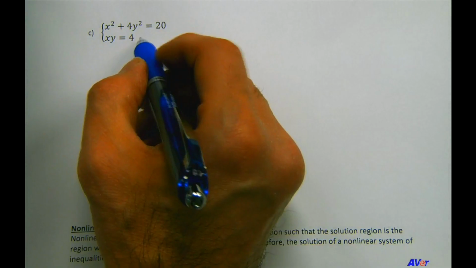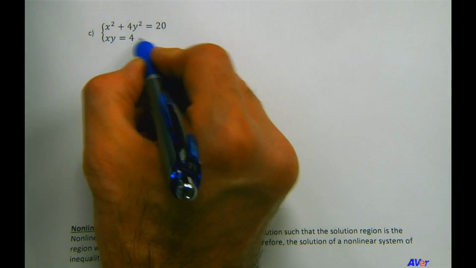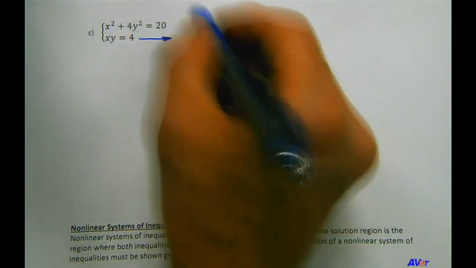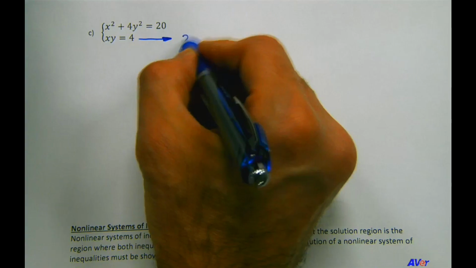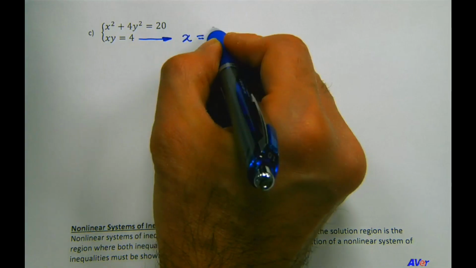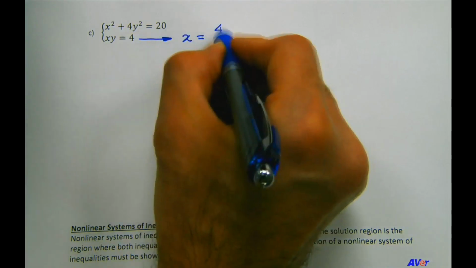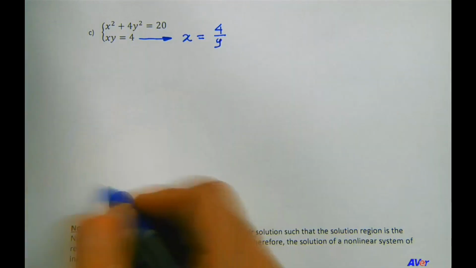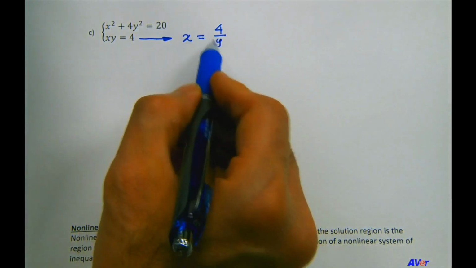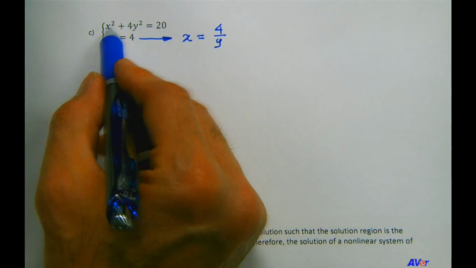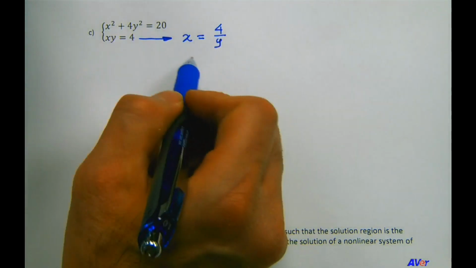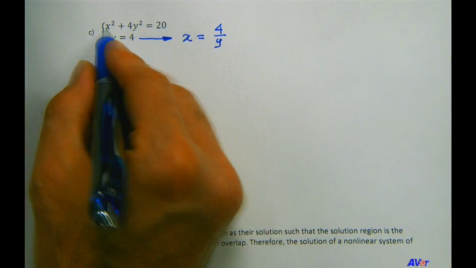I'm going to use the method of substitution again. So from the bottom equation, I'm going to solve for one of these variables. It makes no difference for which one we solve. Let's solve for x. So x is equal to 4 divided by y, right? Like that. Now I'm going to plug into the top equation: wherever I see x, I'm going to plug in 4 over y.